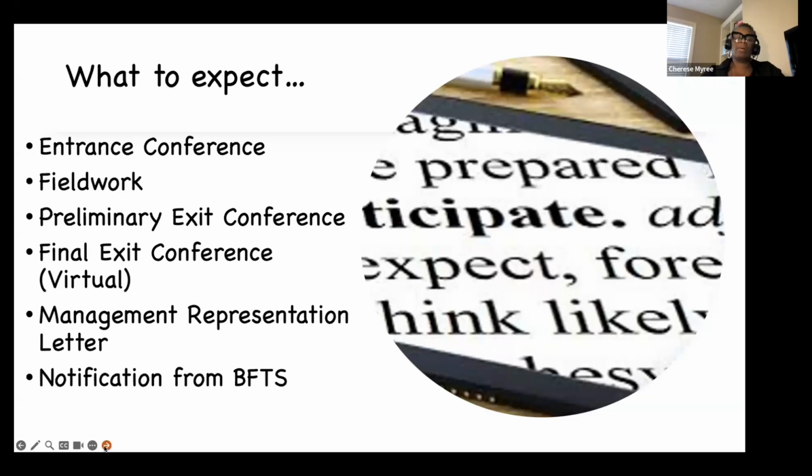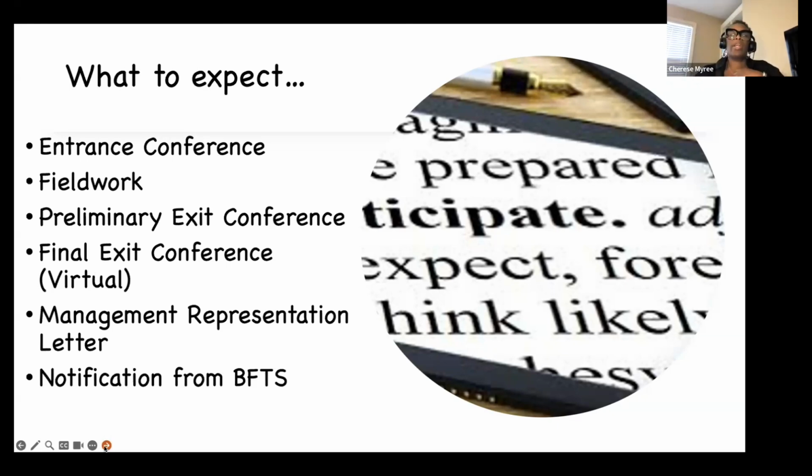They'll conduct a preliminary exit conference, meaning they will say when they leave, this is what the results of the review looks like. However, there is a QC process, and if there are some additional questions that have to be asked after they leave, then they will follow up with those additional questions. You'll be afforded an opportunity to have a final exit conference, which is typically virtual. And that exit conference is just saying, these are the final numbers that we're going to report to Bright from the Start.